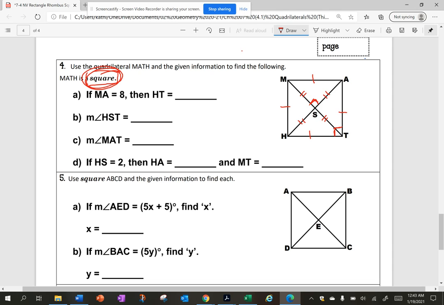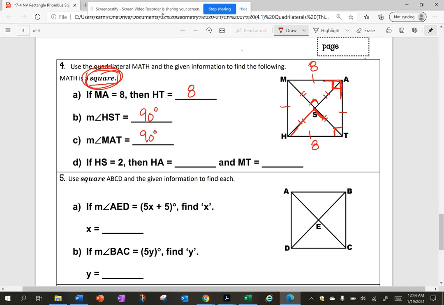Okay, so if the distance from M to A is 8, what is the distance from H to T? They're congruent, so I know H to T is 8. The measure of angle HST, that's this angle here. So this angle is 90, so these are vertical angles. So all 4 angles are 90, so I have 90 degrees. The measure of angle MAT is asking me what is the measure of this angle, MAT. So on a square, those are 90 degrees.